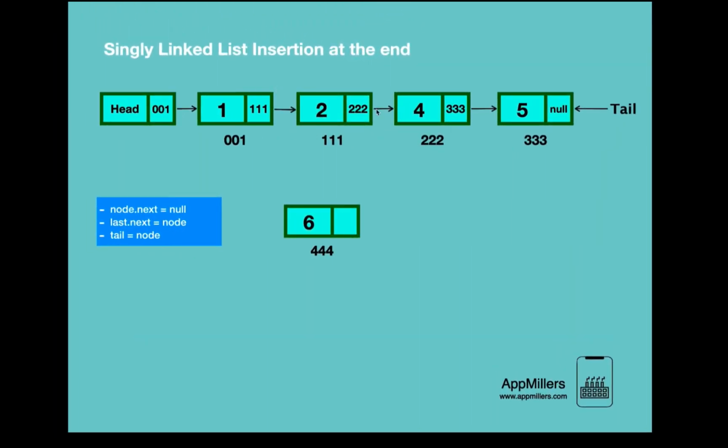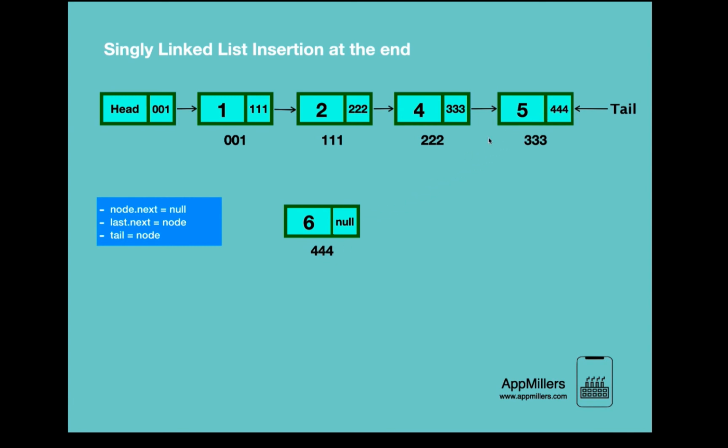Here, one more time, we have a single linked list like this. We have a newly created node here. So we want to add this newly created node at the end of this single linked list over here. So as we said, the first thing that we are going to do, we will set the next reference of this node over here to null. Then the next step is we need to set the last node's next reference to this node. So we need to update the last node's next reference to this node's physical location.